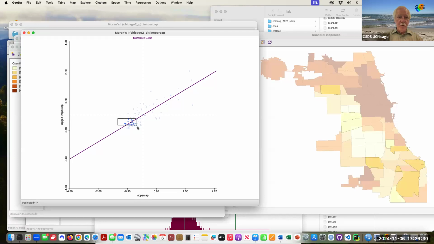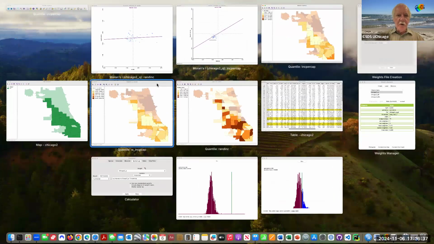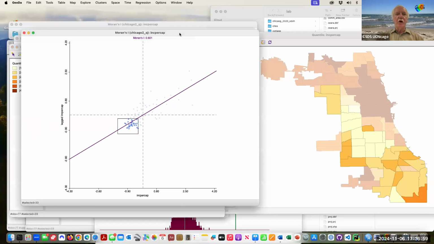Here we have the yellows, and for the neighbor, we also tend to have yellows. Again, this is the average of the neighbors. The average of the neighbors is very similar to the original value. Those are clusters of low values. I call them low.